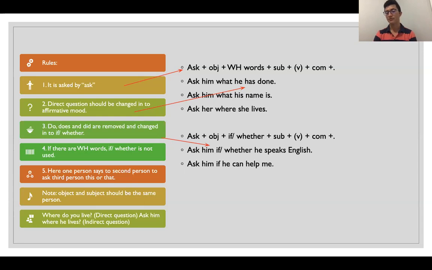The other example, Frishta, ask her when she came last night. That's also a perfect example. So as mentioned here, the subject and object should be the same person. Okay. Ask him if he speaks English. Ask her if she writes a letter for me. Okay, so now give me an example with if or whether. You did a good job with WH words, and now give me an example with if and whether.